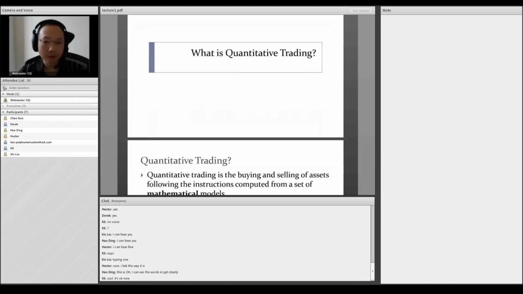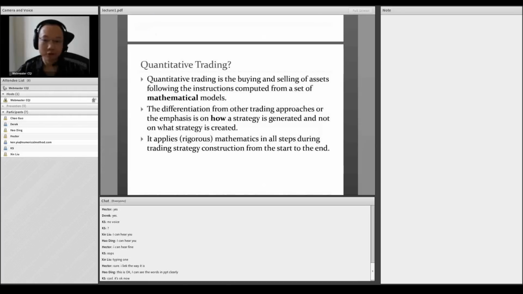So what's quantitative trading? There's no one definite definition. I think everybody has slightly different opinions on what algo trading or quantitative trading is about. For the purpose of this course, let's define quantitative trading as the buying and selling of instruments following the instructions computed from a set of mathematical models. Now the key is on mathematical models.